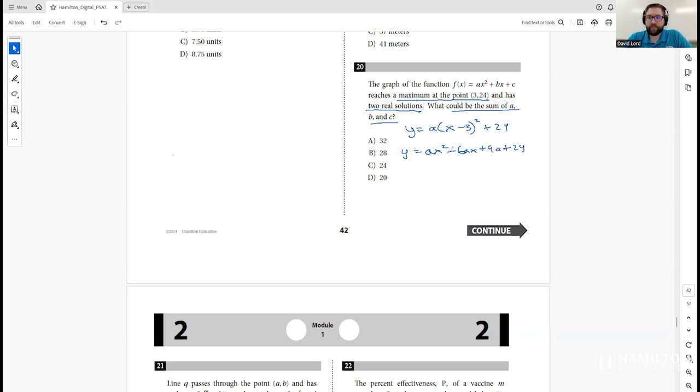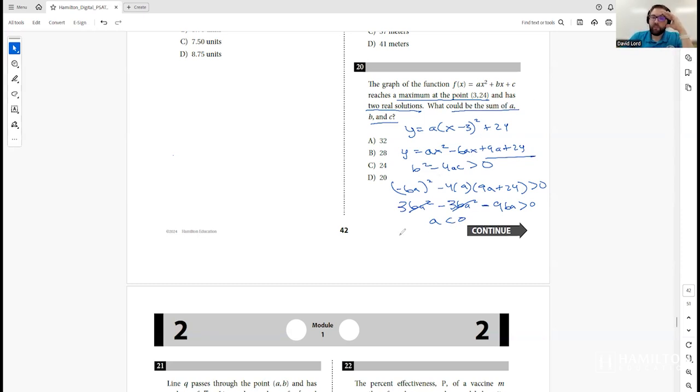And so let's use the discriminant test. We have 2 real solutions, so now we want b squared minus 4ac greater than 0. So negative 6a squared minus 4 times a times all of c, 9a plus 24, is greater than 0. Multiplied out, 36a squared minus 36a squared minus 96a is greater than 0. That cancels, and we're left with a is less than 0. Okay, that's probably going to be helpful. Let's see what else we can do.